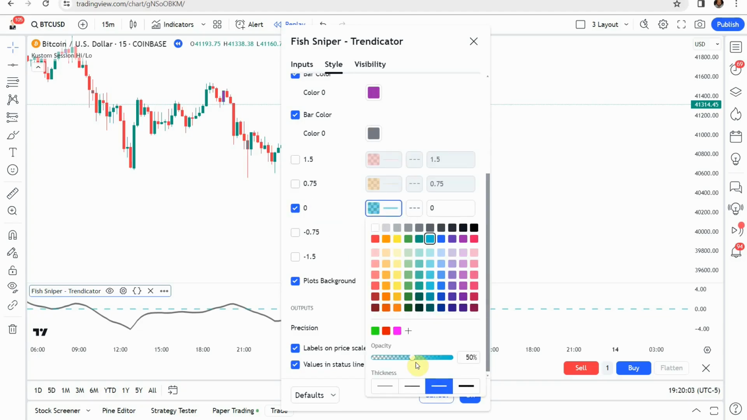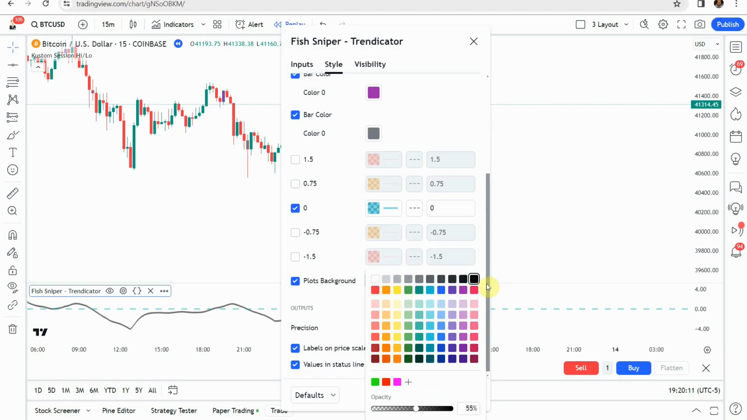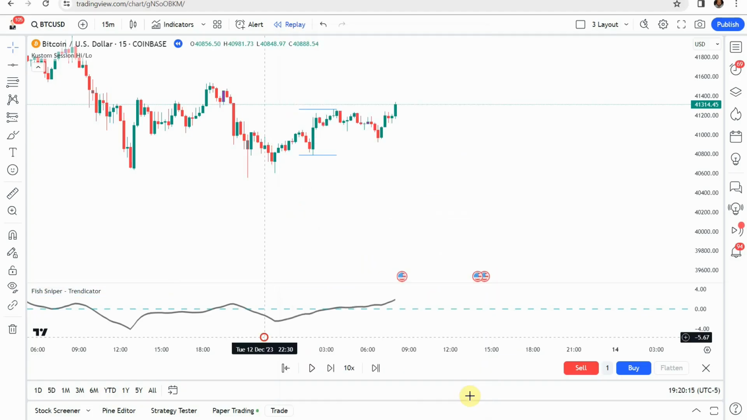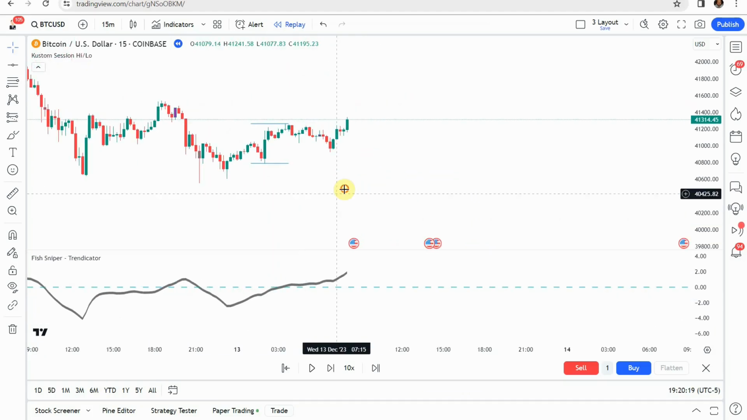You can go in and you can bump up the line weight of the 0 right here if you would like. And since I'm on a light background, I did have to change this to a darker color, the plots background right here, to a darker color. Click OK and it should look very similar to how I have it on screen now.